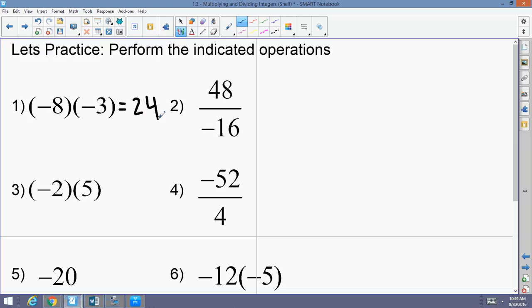Excellent. A negative times a negative is a positive. Give me a high five, pass the mark. All right, next. All of you guys should be doing it. Let's go, my brothers. This is a team effort here. Yes. 48 divided by negative 16 is negative 3. Excellent. A positive divided by negative is a negative. Excellent. Negative 2 times 5 is negative 10. Excellent, because a negative times a positive is a negative. Good job. Nice high five.